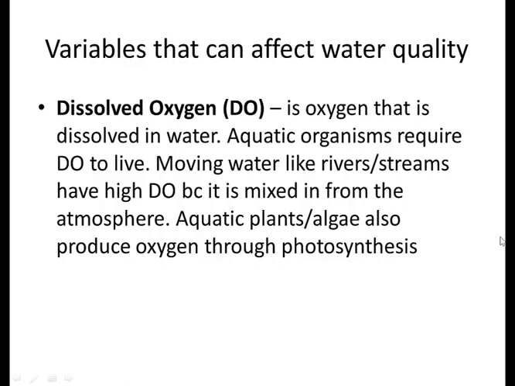So aquatic organisms require oxygen to live, just like you and me. We have to breathe oxygen. The fish in an aquatic ecosystem, they also have to breathe oxygen. They get it through their gills, and they get it from dissolved oxygen that's in the water.